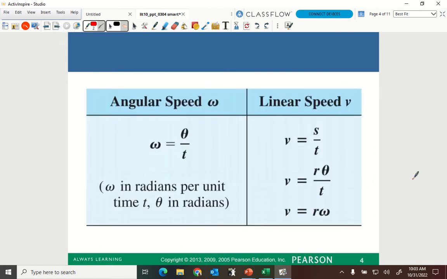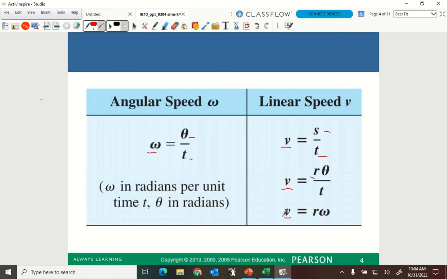And we're going to have all these right here. So when we do these problems, you're going to list all these items. We're going to have w, theta, and t. And over here, what else? We're going to have v, s, t, r. What do you think r stands for? Radius. Very good.